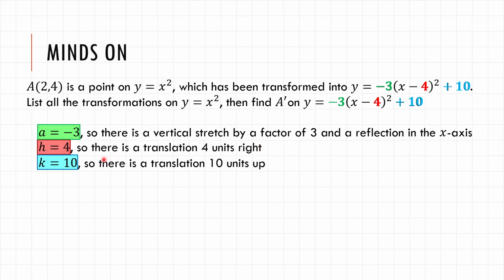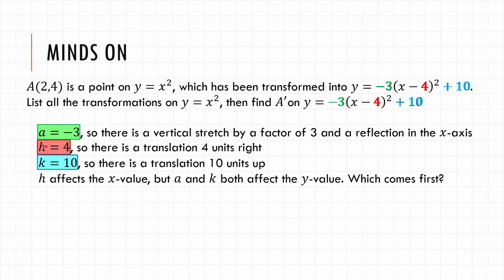Now, maybe I've answered my own question a little bit too early, but h affects the x value. It moves it left or right. But a and k both affect the y value. So I want you to think about and answer this question. Which of these two do you think would make sense to do first? Because if you do them in the other order, you don't actually get the same graph. Pause the video here and see if you can discuss this with a friend, or think about the answer to this question.